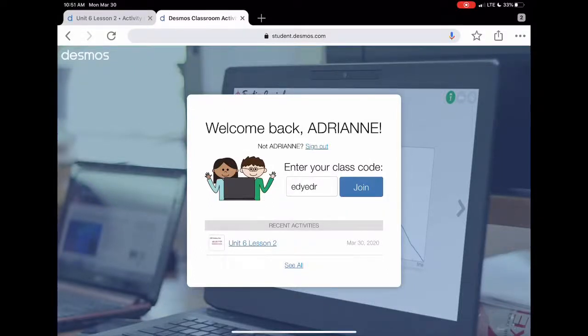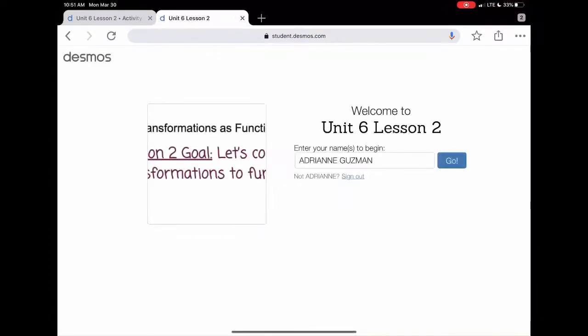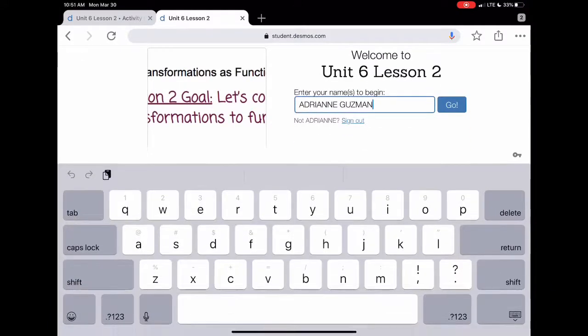By now, you click the link for the Desmos activity, and hopefully you joined. If not, you'll see this. Don't change anything here. Just click join. Put your name here again. I need to know who did this lesson so you can receive credit for that. Once you're done, hit go.